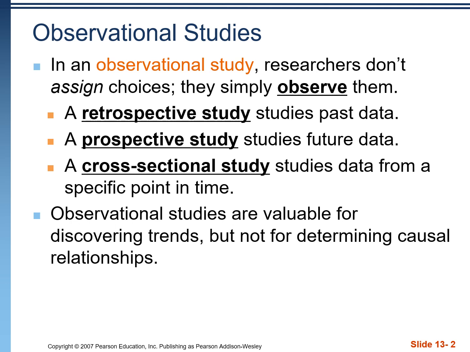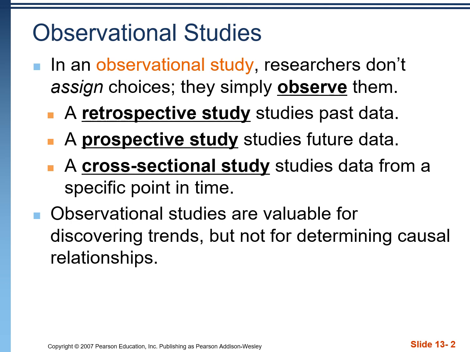Okay, there's three types. We have retrospective studies. Think retro being in the past. This studies past data. Prospective studies future data. And then cross-sectional studies, think about just taking a slice of something. That studies data from a specific point in time.